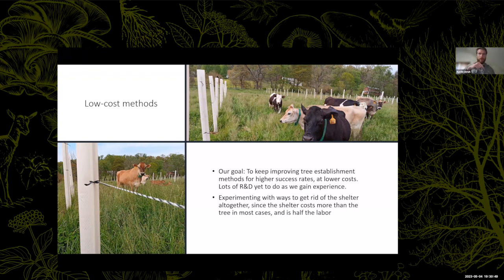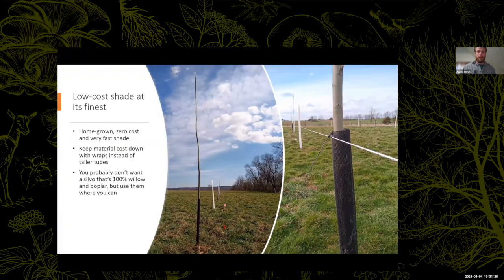We'll have a vole guard right around the tree, and that's like a spiral vinyl wrap that goes right around the tree and protects from above ground girdling. This is the most proven protection method that we have right now. It does cost, let's say, about $10 per shelter. So if we're talking dollars and cents, the shelter is almost always more expensive than the tree, which is all right. We can do that in certain circumstances. In other circumstances, that might not be feasible. And we can talk a little bit about that in a bit.